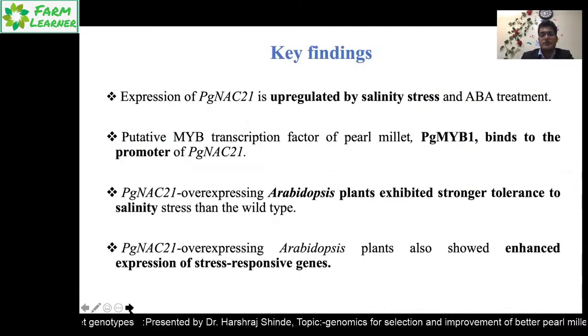So key findings of our studies are: expression of NAC21 is upregulated by salinity stress and ABA. MYB transcription factor binds to the promoter of PgNAC21. These results we have not shown here. And I have shown the results of transgenic lines. So transgenic lines of Arabidopsis that overexpress pearl millet NAC21 exhibited stronger tolerance to salinity stress than the wild types. PgNAC21 overexpression Arabidopsis plants also showed enhanced expression of stress responsive genes.